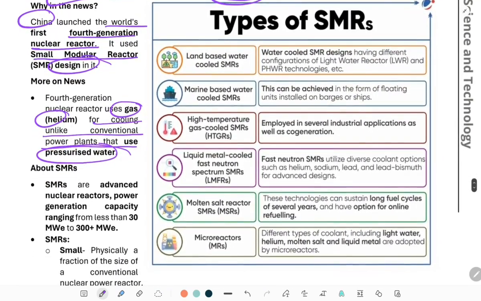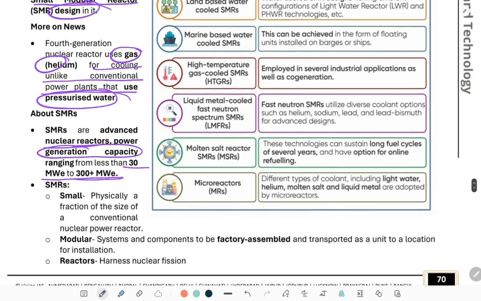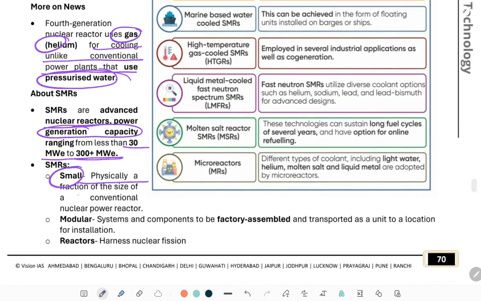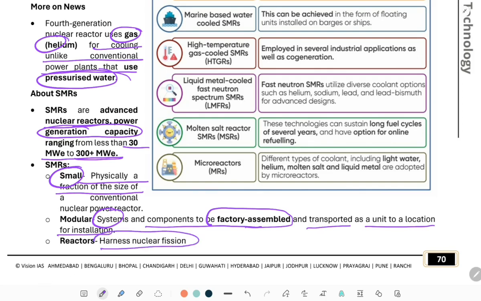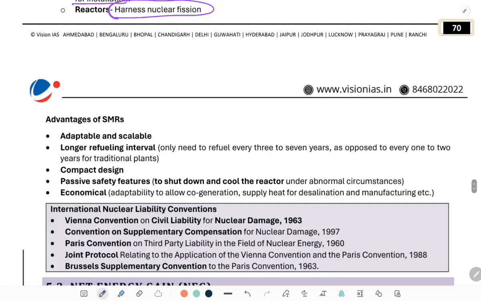These advanced nuclear reactors have a power generation capacity ranging from less than 30 megawatt to 300 megawatt. It is physically a fraction of the size of a conventional nuclear reactor, and its modular systems and components can be factory assembled and transported as a unit to a location for installation. Reactors harness nuclear fission. Then advantages: it's adaptable and scalable, has a long refueling interval, compact design, passive safety features, and is economical.